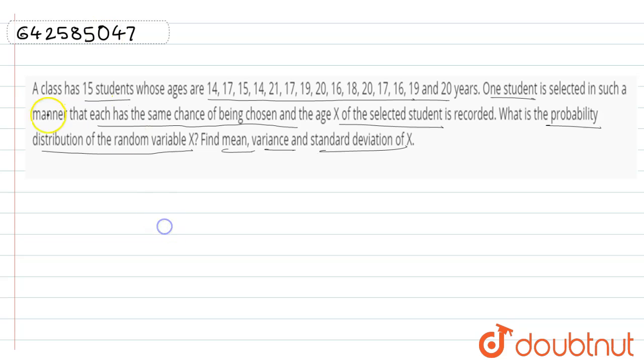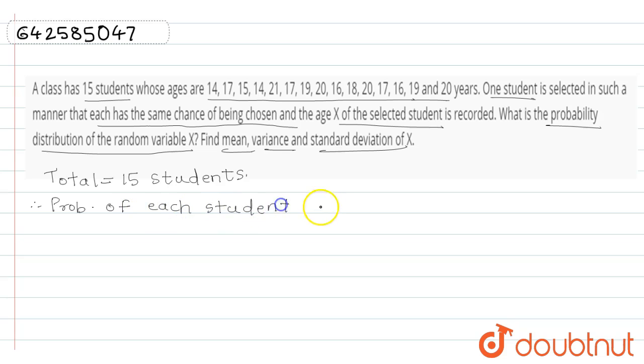We know that there are in all 15 students. So what will be the probability of each student being selected, if there are 15 students and each is selected? It will obviously be 1 by 15. So this is the probability of each student selected. Now we have to give the probability distribution for the same.